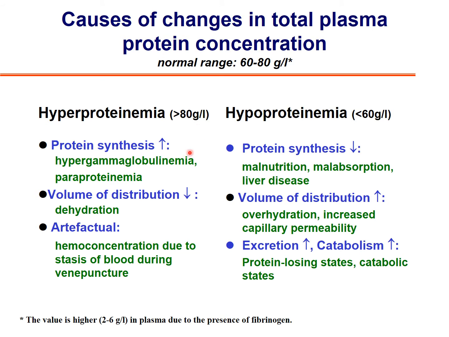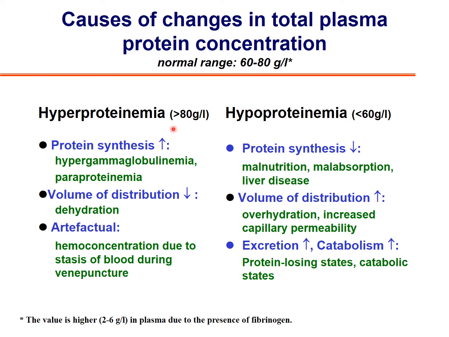Let's see what will happen when we have changes of the total protein concentration. The normal range is from 60 to 80 gram per liter. We are going to talk about hyperproteinemia if the concentration is higher than 80 gram per liter, or hypoproteinemia when the concentration is less than 60 gram per liter.